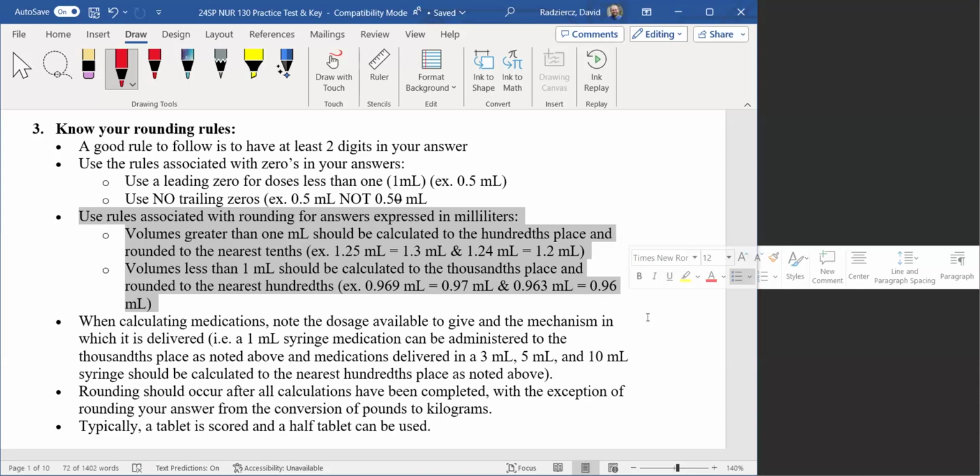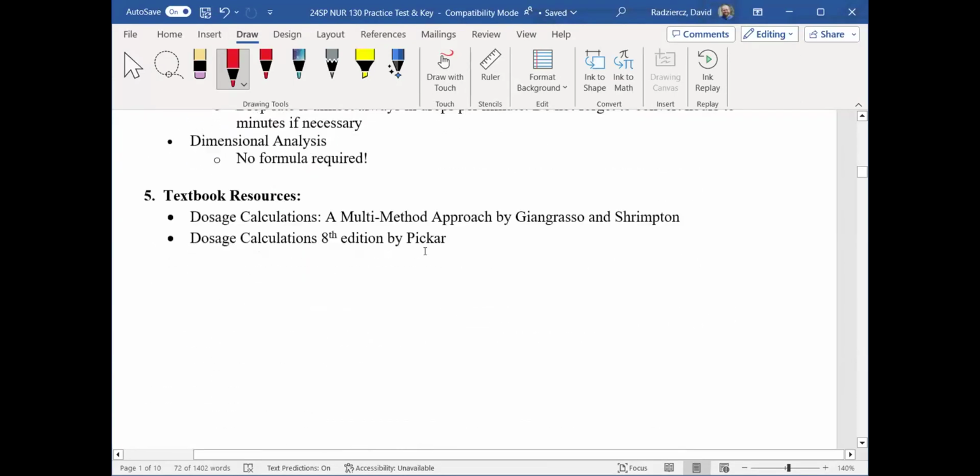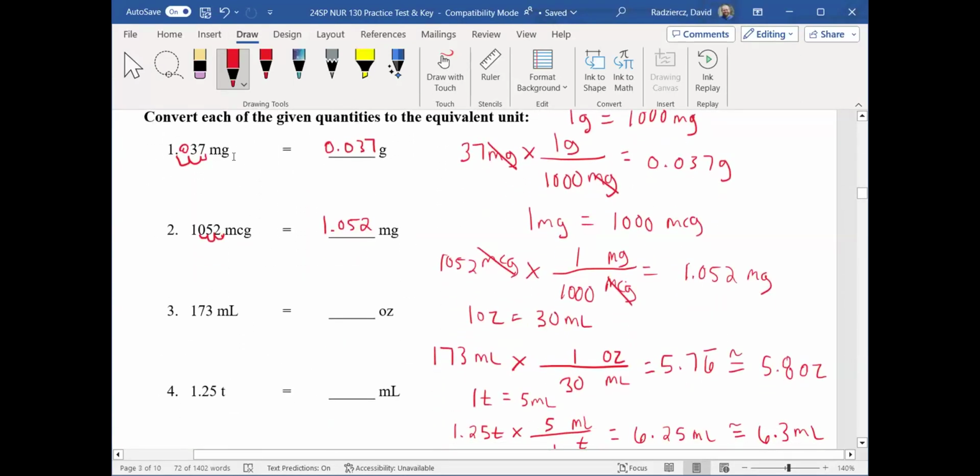If you're doing a metric to metric conversion, like going from milligrams to grams or micrograms to milligrams, when you're just doing that basic unit to unit conversion, you do not round those answers. As an example, down here, we converted 37 milligrams to grams. My answer is 0.037 grams. I do not reduce that. I don't make that 0.04. I leave it alone because it's just a metric to metric conversion.